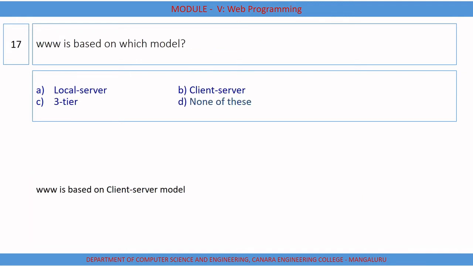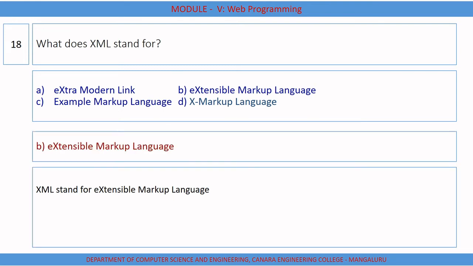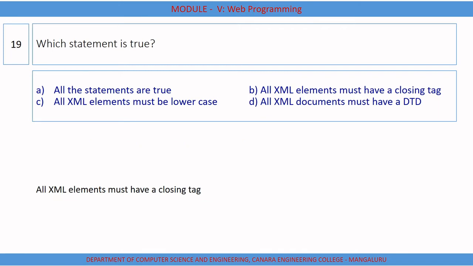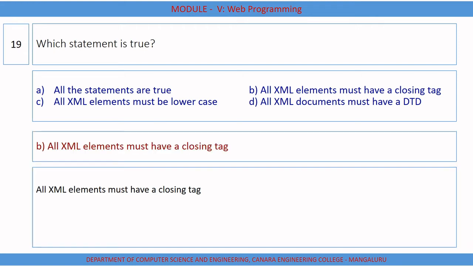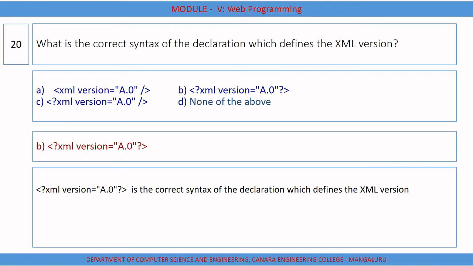WWW, World Wide Web, is based on the client server model. So B. XML stands for extensible markup language. B. All XML elements must have a closing tag. So answer is B. Correct syntax of the declaration of the XML version is the one with version equal to 1.0, closed. So answer is B.